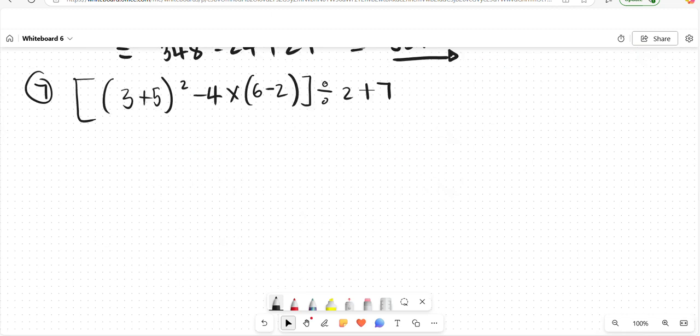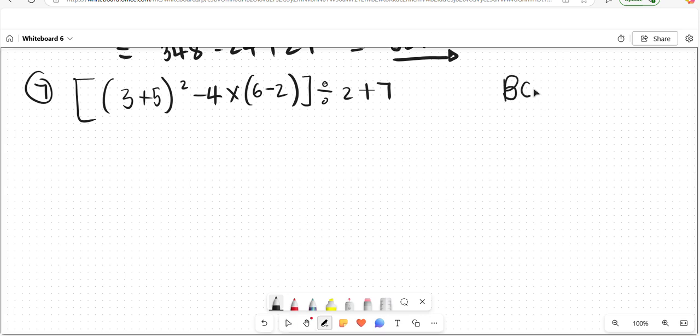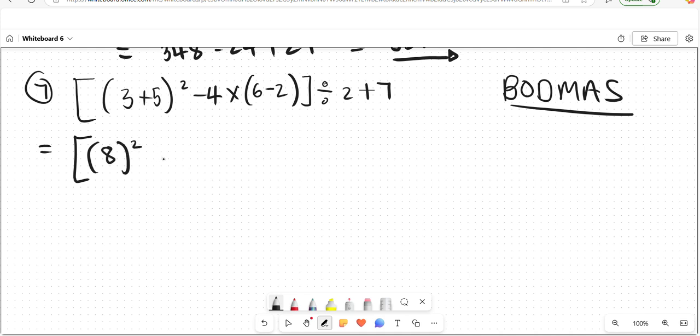Alright, let's do the last question. And the last question looks like this. We have a couple of brackets in there. But let's not forget what BODMAS keeps saying. BODMAS, you do the brackets first. So we're going to zoom into these big brackets, and inside of those big brackets, we're going to evaluate the ones inside. So I'm going to do this guy first, and 3 plus 5 gives me an 8. Then I'm going to square it because there's a square outside there.